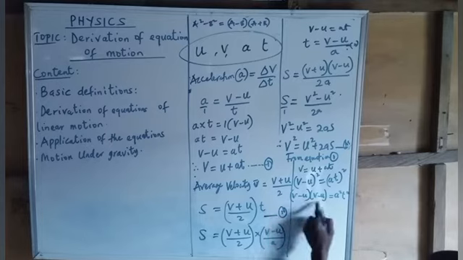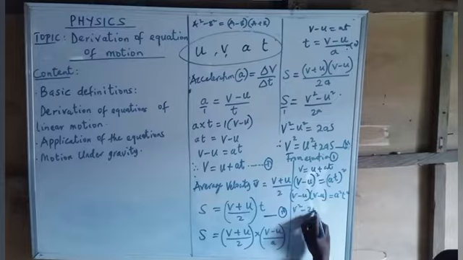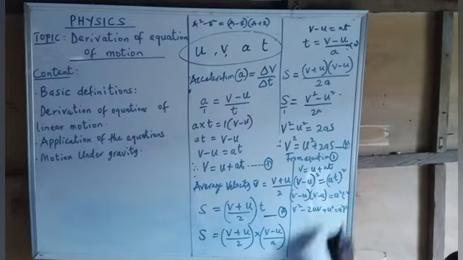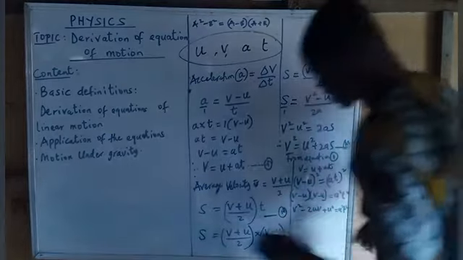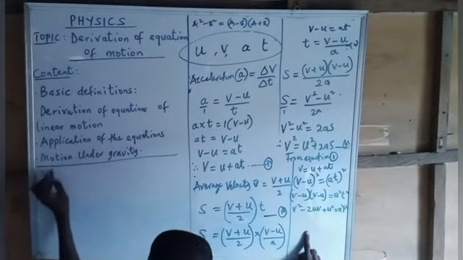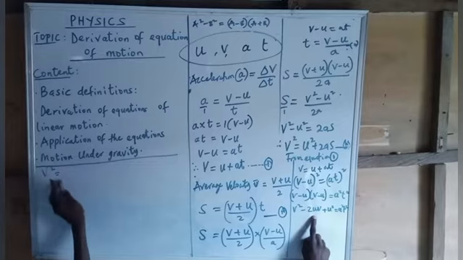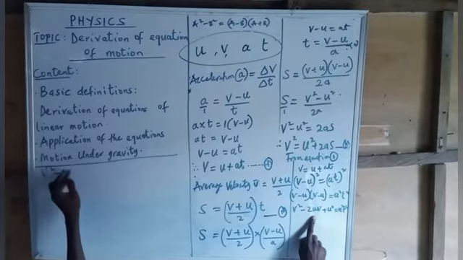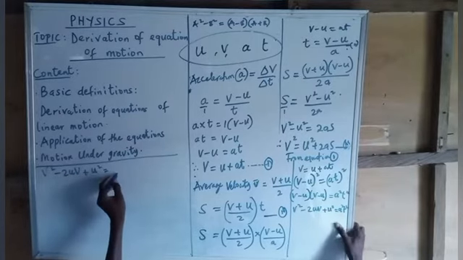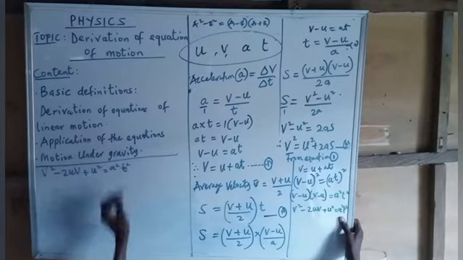So when you expand this, V times V gives us V squared. V times U, that's minus 2UV. Then U times U plus U squared is equal to A squared T squared. So from that expression, we have V squared minus 2UV plus U squared is equal to A squared T squared.